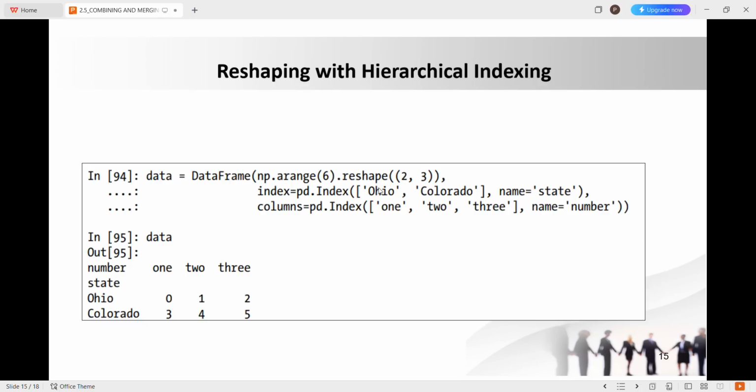For state, what are the indexes you are providing? Ohio and Colorado are the two states named as the index state. So I have given the index as state in which two states come into the picture. Now for the column, I am going to make pd.Index 1, 2 and 3, and the name I am going to provide is number. So under the keyword number I am going to have 3 indexes, that is 1, 2 and 3. Based on this indexing, we can further proceed for any reshaping.